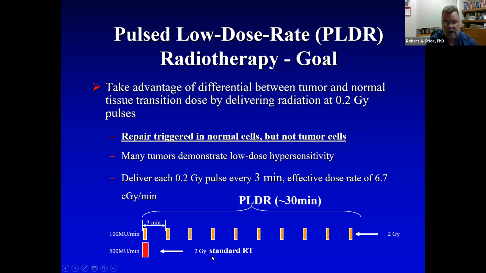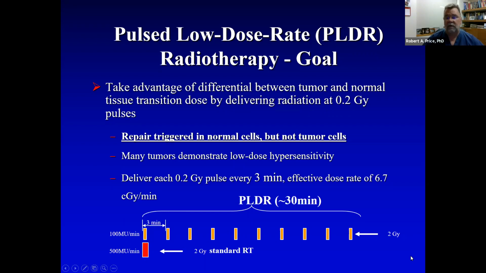If we were to give 2 gray normally, we'd give it at say 500 MU per minute, all very rapidly. But here we will give 20 centigray in a 180-second cycle, or a 3-minute pulse. If we run out and we've given the number of monitor units associated with that 20 centigray, you wait that standoff, it's called. And then after 180 seconds, you beam up the second one, then the third. It takes about 30 minutes.